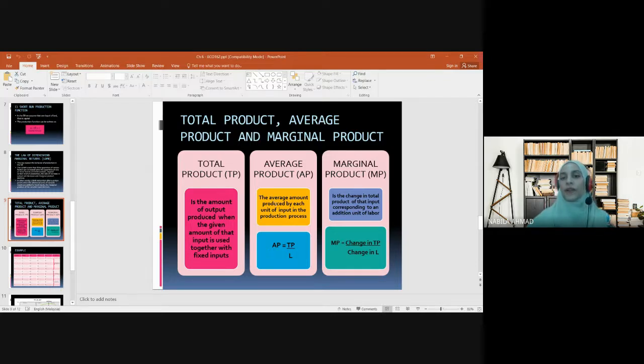Average product, the average amount produced by each unit of input in the production process. So how to calculate the average product? Total product divided by labor. Marginal product pula is the change in total product of that input corresponding to an additional unit of labor. Ya, change in total product bahagi change in labor. So this one, marginal product yang ni yang akan menentukan law of diminishing marginal returns.